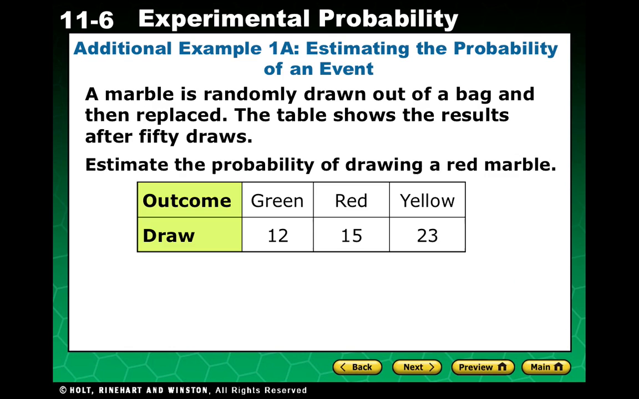So a marble is randomly drawn out of a bag and then replaced. The table shows the results after 50 draws. Estimate the probability of a red marble being drawn.